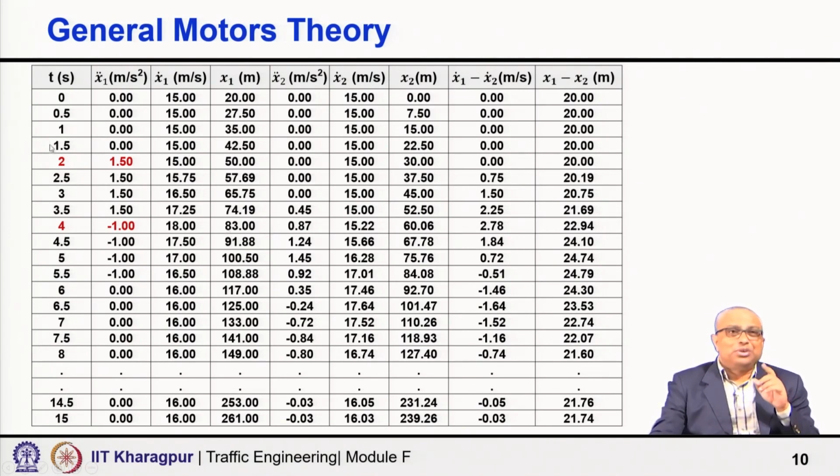What is important for you to note is that at 2 seconds it starts accelerating. So, the x 1 dot value at 2 seconds is taken as 1.5, and then it is said that after 2 seconds it starts decelerating. So, again at 4 seconds onwards the value is taken as minus 1.